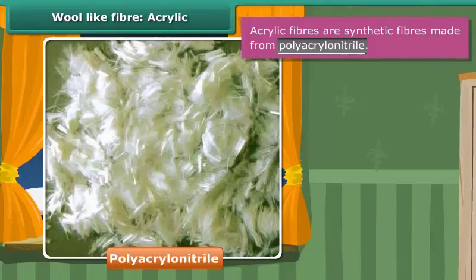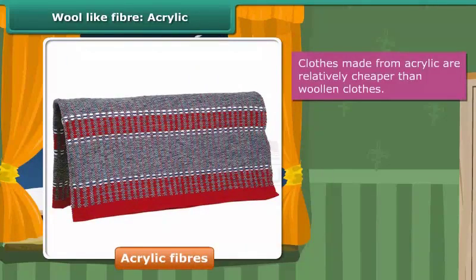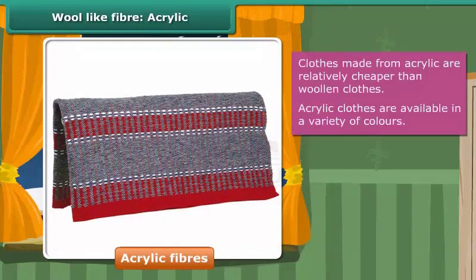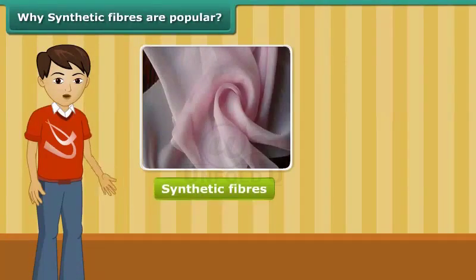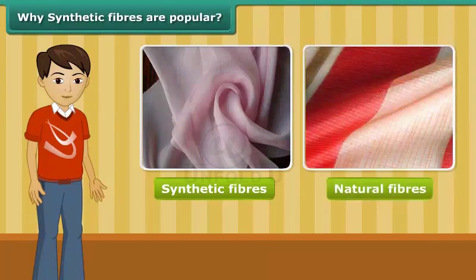Can you think of any advantage of acrylic fiber over wool? The wool obtained from natural resources is quite expensive, whereas clothes made from acrylic are relatively cheaper. Besides this, they are available in a variety of colors. The disadvantages are that the acrylic tends to fuzz easily, and that it does not insulate the wearer as well as wool or cashmere. By now you know what makes synthetic fibers more popular than the natural fibers.